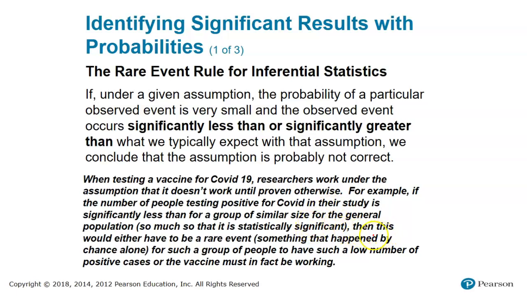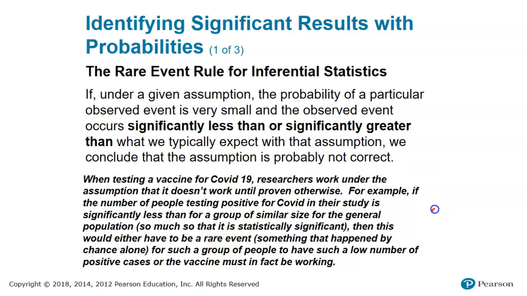then our options for explaining this are that either that was a very rare event and we just happened to have a sample where that few people came down with COVID, or that our vaccine has to be working. So those are our ways of explaining having a group with such a small number of people testing positive for COVID. So it's either going to be occurring by chance and be a rare event, or the vaccine is going to be working.